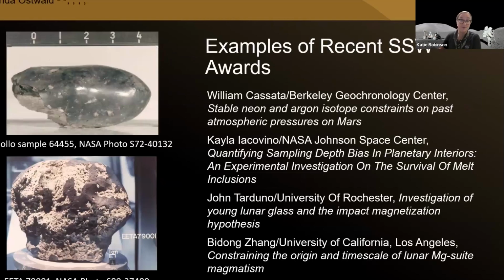Some recent examples of the broad range of work we see in Solar System Workings: noble gas isotopes in Martian samples, experiments on the behavior of melt inclusions in various planetary rocks, lunar glasses and magnetization, as well as looking at the origin and timescale of lunar magnetism.